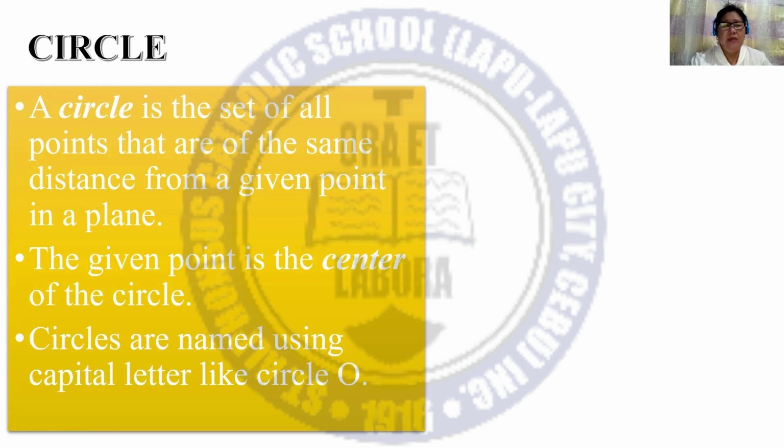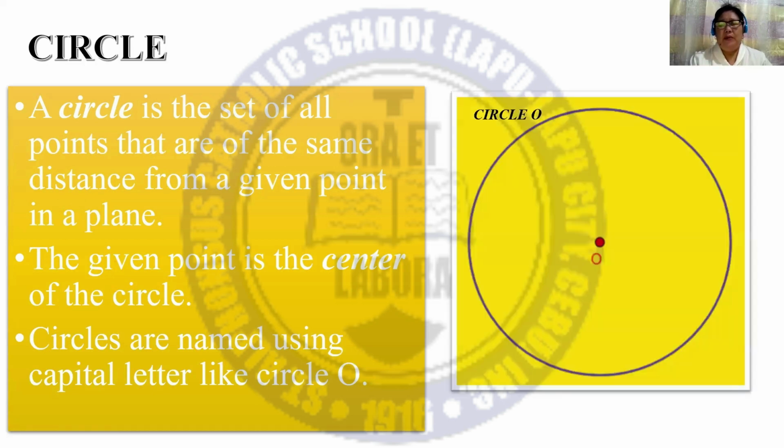Circles are named using a capital letter, like circle O. For example, let us have circle O. And this is the illustration of circle O, where the center is point O.